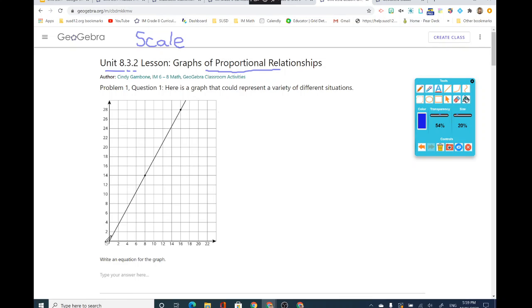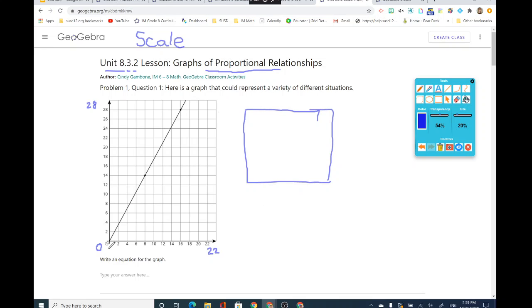Take a look at the first graph. What is the scale? Well, the y-axis goes from 0 to 28. The scale of the y-axis is from 0 to 28. And for the x-axis, it's 0 to 22. That's the scale. If we were to draw another graph and zoom in, it would be the same proportional relationship, but on a different scale.